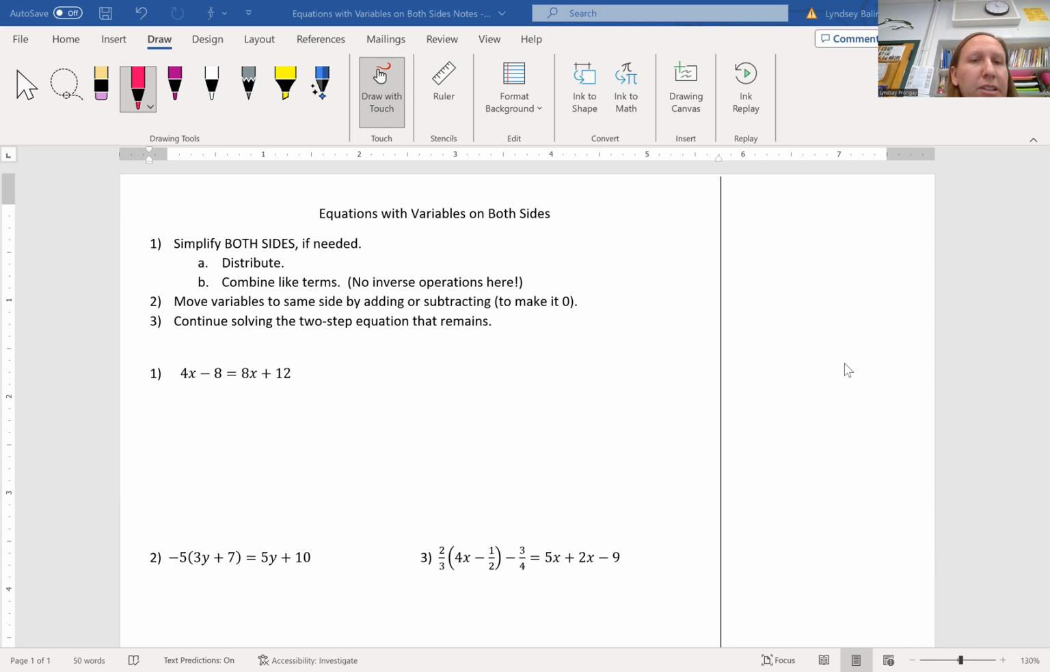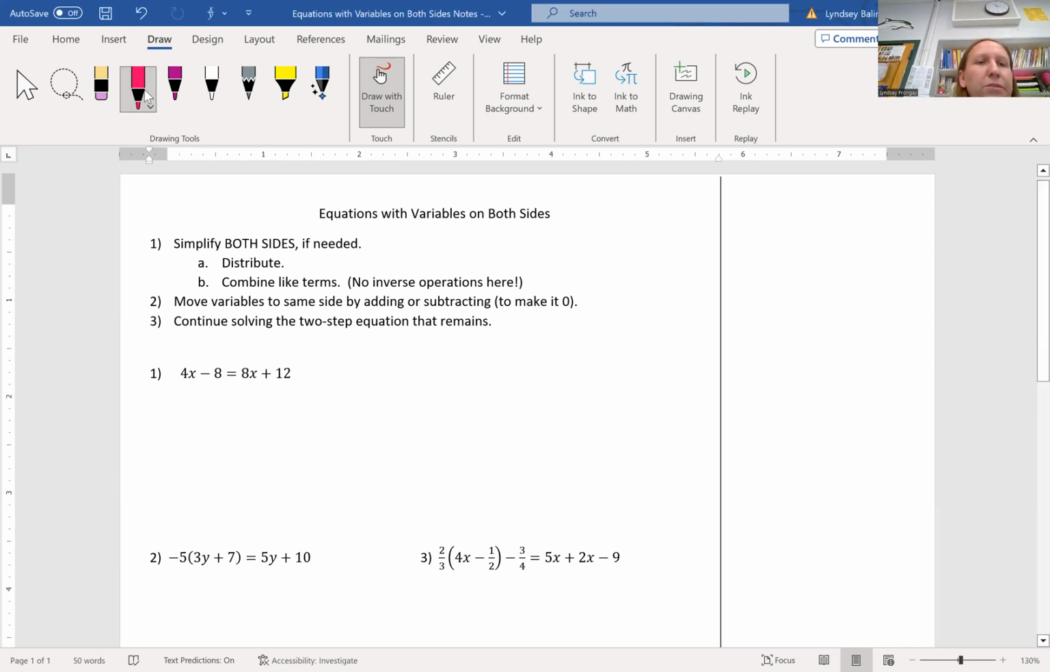Okay, but we're going to essentially still make it 0. Whenever we deal with constants, we say make it 0. It's the same thing. If we're trying to move that whole variable term, we're trying to make it 0. And then you're just going to keep on solving the equation that remains. It should pretty much look like a two-step equation after that, so not too bad.